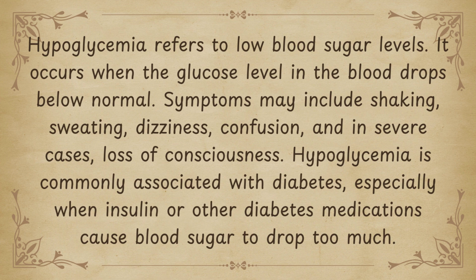Hypoglycemia refers to low blood sugar levels. It occurs when the glucose level in the blood drops below normal. Symptoms may include shaking, sweating, dizziness, confusion, and in severe cases, loss of consciousness. Hypoglycemia is commonly associated with diabetes, especially when insulin or other diabetes medications cause blood sugar to drop too much.